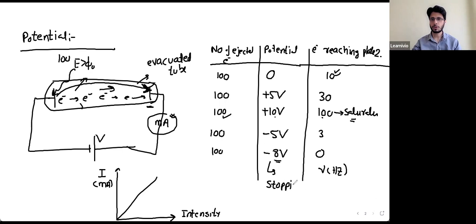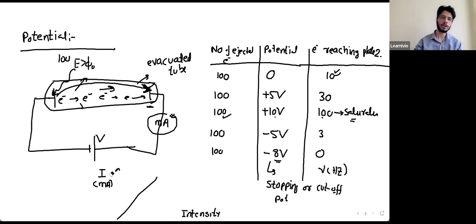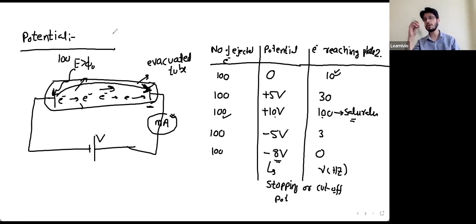This is what we call stopping potential. There's one more name, it's also known as cutoff potential. Cutoff potential means the potential at which your photoelectric current is reduced to zero. What happens at stopping potential? At stopping potential, your plates have sufficient repulsive energy to repel the electrons. So you can say that at stopping potential, the kinetic energy of electrons is equal to the repulsive energy.